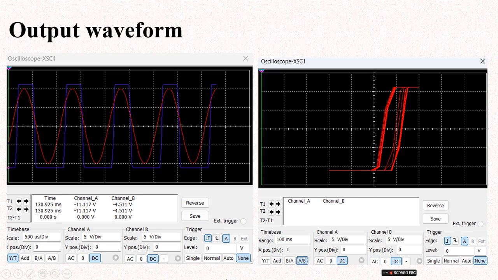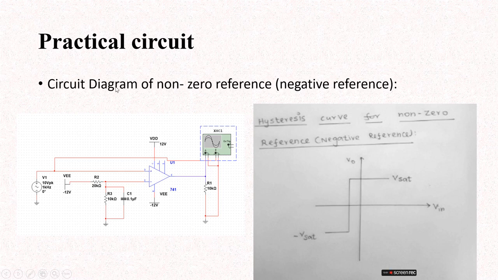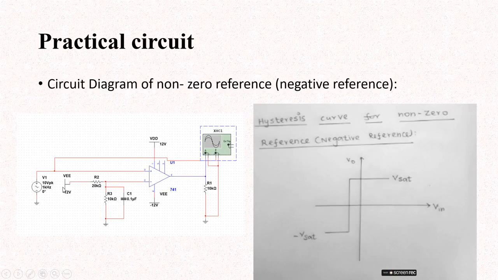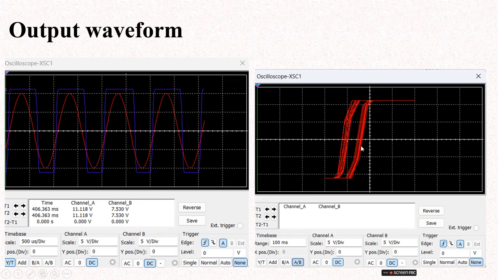Similar to the non-zero reference, now negative. Only minus 12 volt instead of plus 12 volt. For the negative reference voltage, minus 12 volt, the hysteresis curve is shifted to the negative, left hand side. Observe this, the left hand side. So the hysteresis curve shifts to the left side instead of the right side.